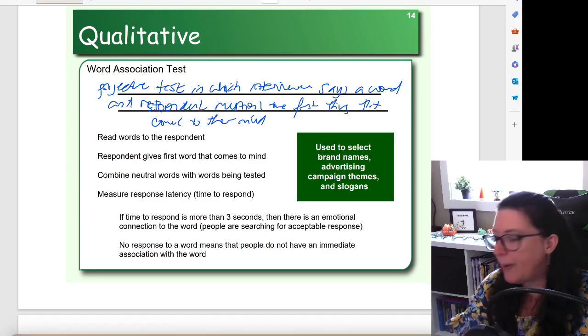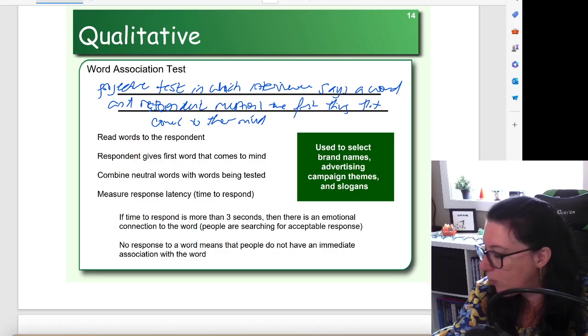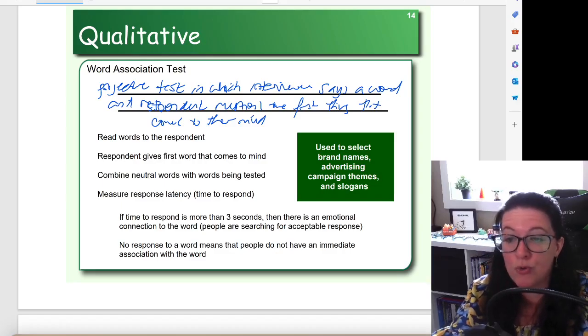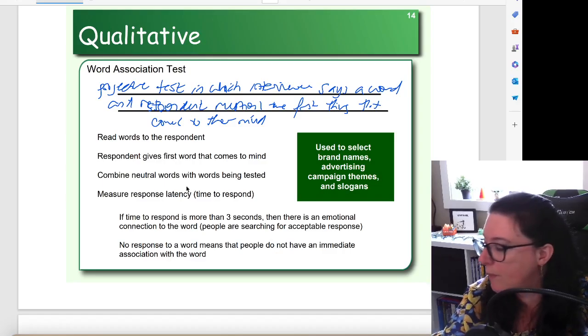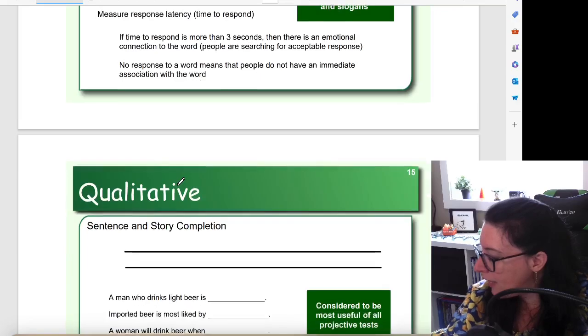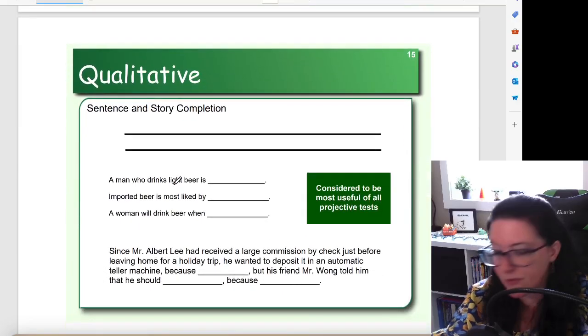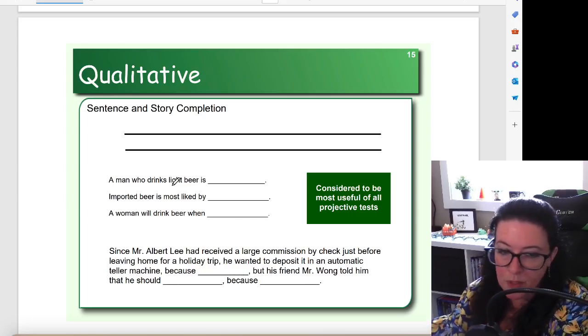So you want to pick the words that you want to find out about, as well as pick ones that are more neutral, where people don't have an emotional attachment to them, where they're more just day-to-day common things. The next type of projective test is sentence and story completion.